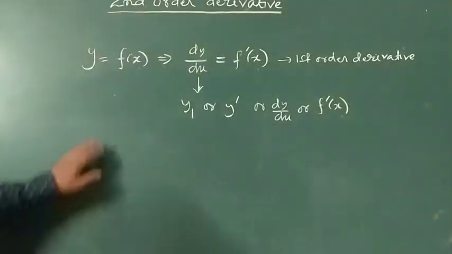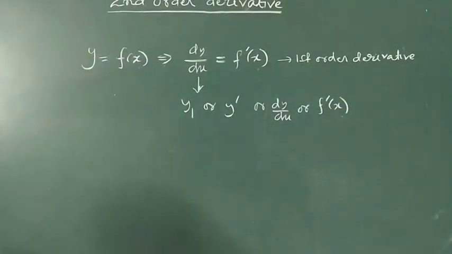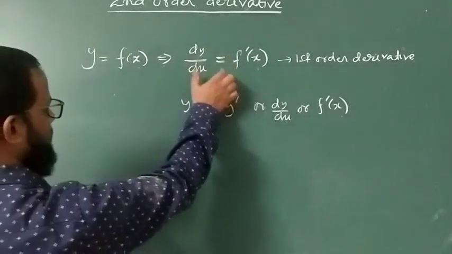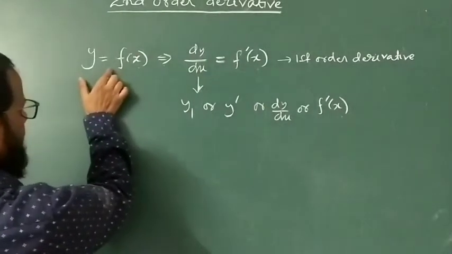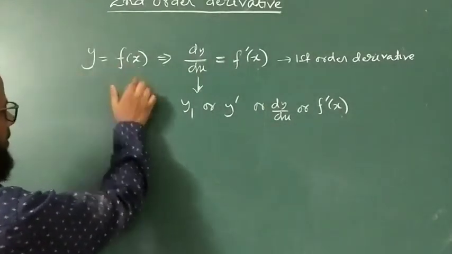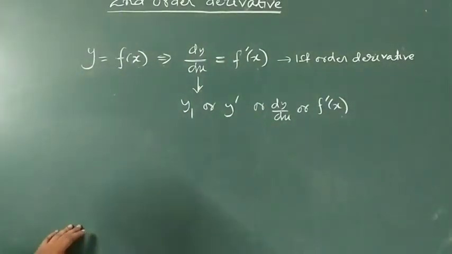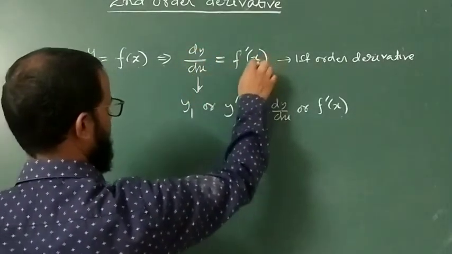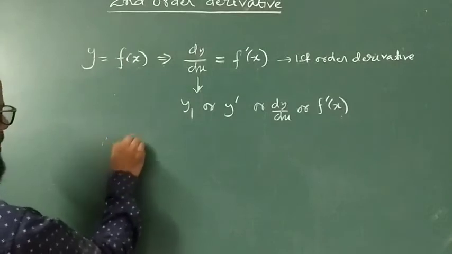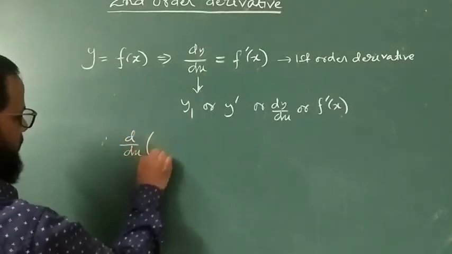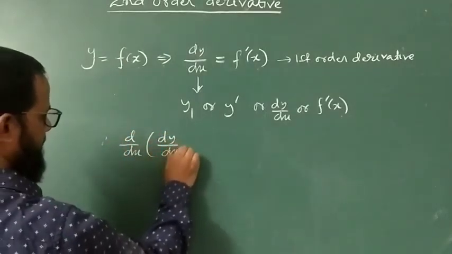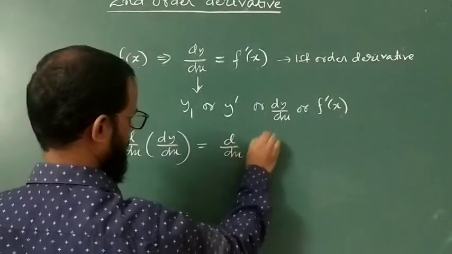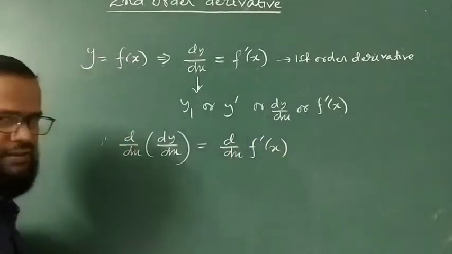First order derivative of the function y equal to f(x). Now, what is the second order derivative? After getting the first order derivative, you differentiate the derivative of y equal to f(x) with respect to x. Again you differentiate this, you get dy by dx. Again differentiating this particular function means d/dx of dy by dx is equal to d/dx of f dash x.